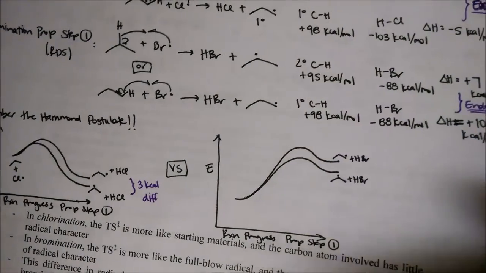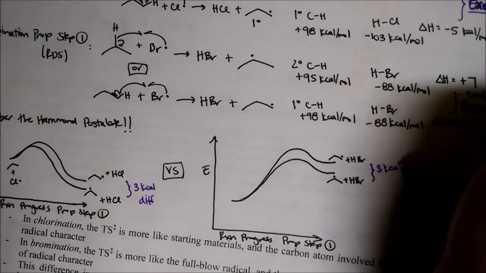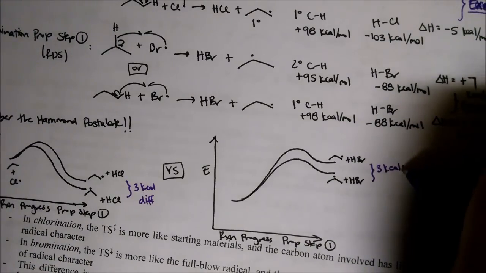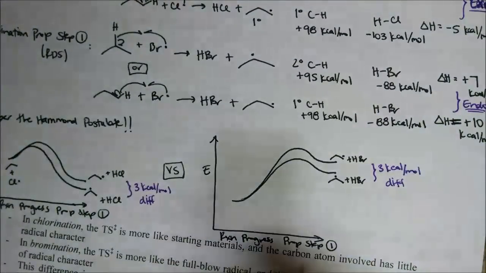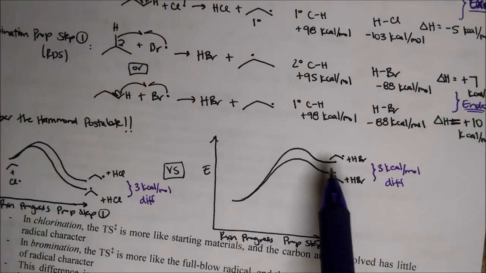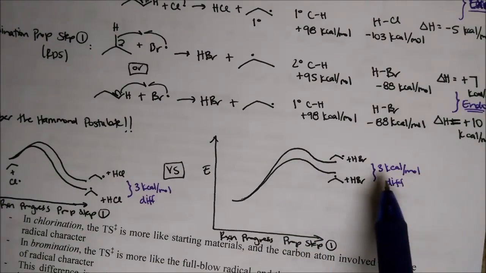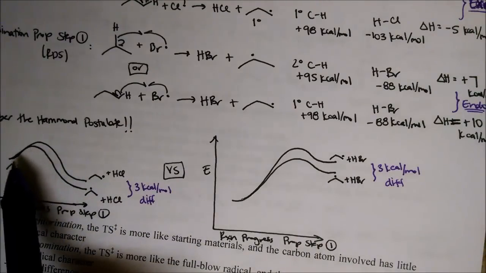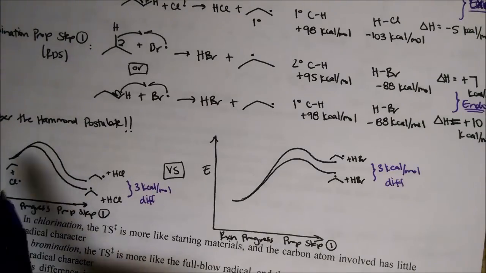And again, the difference between these, 7 and 10, is 3 kcal per mole. So what ends up happening is that we are closer in energy at the transition state. Here it's later, so it's more like the products, where there is a full-blown 3 kcal difference in energy. Whereas over here, we're more like the starting materials. And we only have one set of starting materials, so the difference here is going to be smaller.